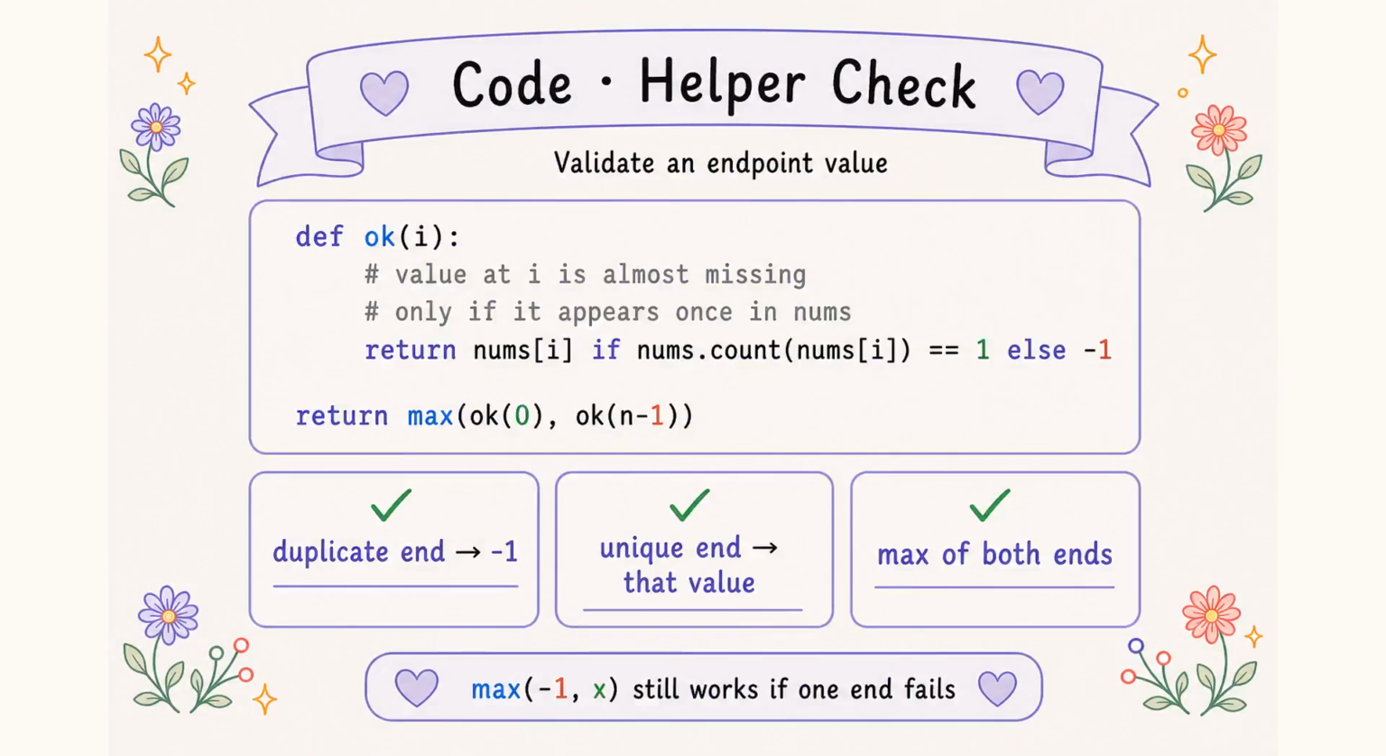The helper check is simple. Function ok(i) returns nums[i] if the count of that value in nums equals 1, otherwise -1. Then the answer is max of ok(0) and ok(n-1). If one end fails, max with -1 still keeps the other end. If both fail, you get -1.